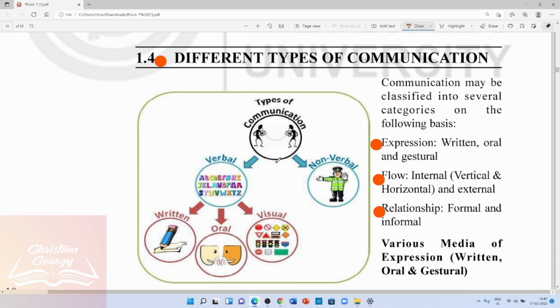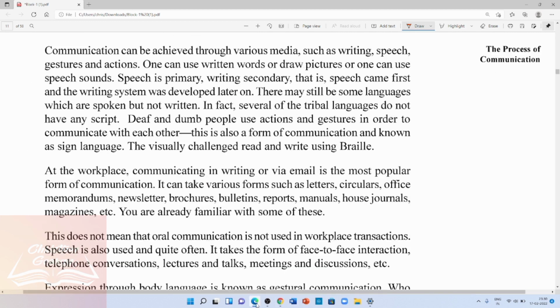Communication can be achieved through various media such as writing, speech, gestures and actions. One can use written words or draw pictures, or one can use speech sounds. Do you know which of these came first, speech or writing? Speech came first and writing system was developed later on. Therefore, speech is primary and writing secondary.